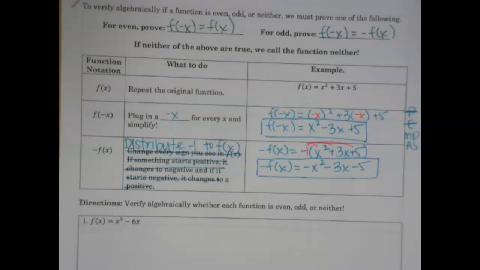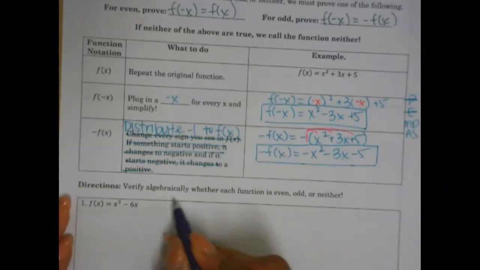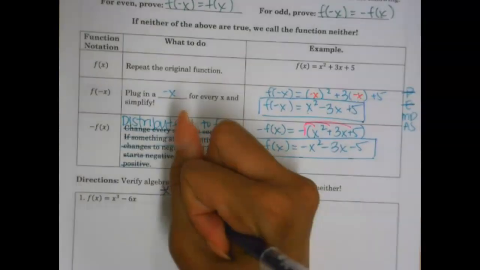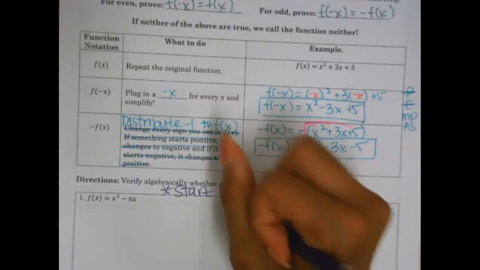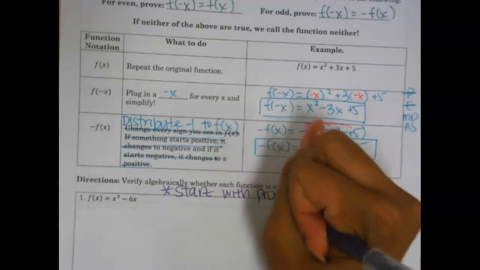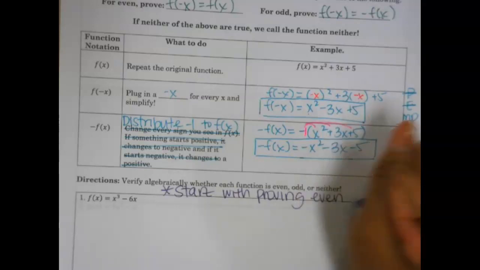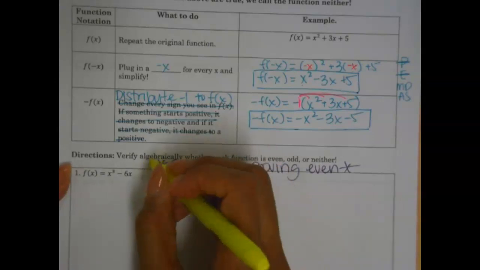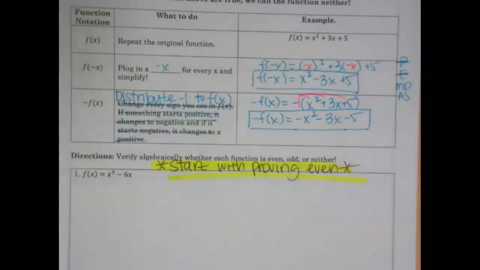So let's actually do that for the questions below. I will make a note before we start. It says to verify algebraically whether the function is even, odd, or neither. The issue is, where do we start? I'm going to put a little star here, and I want you guys to write. I want you to start every single time by proving that this is even, hopefully. If we can prove that it's even, it'll help you save yourself a headache for later. Why do you think I suggest that y'all start by proving that it's even? Go ahead.